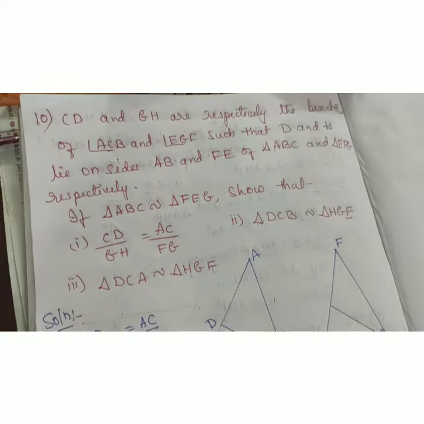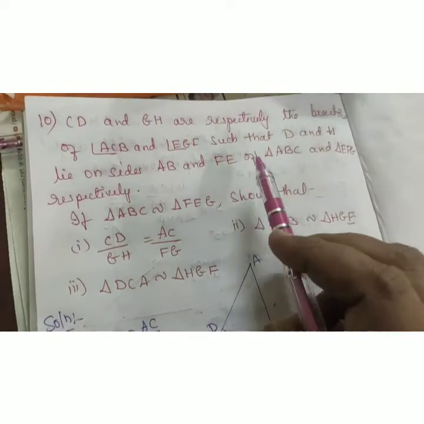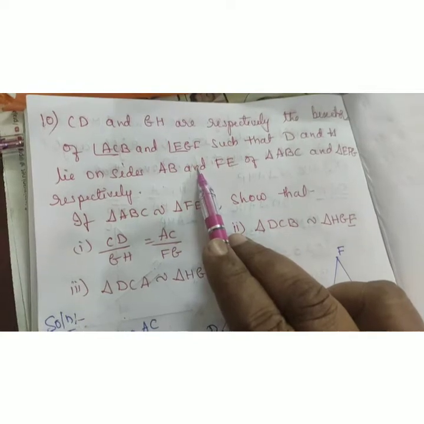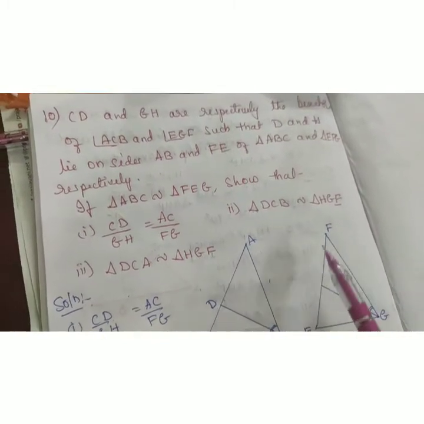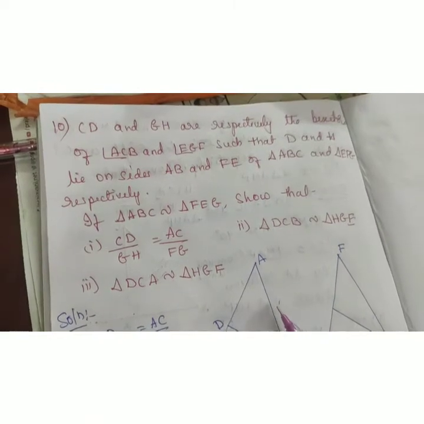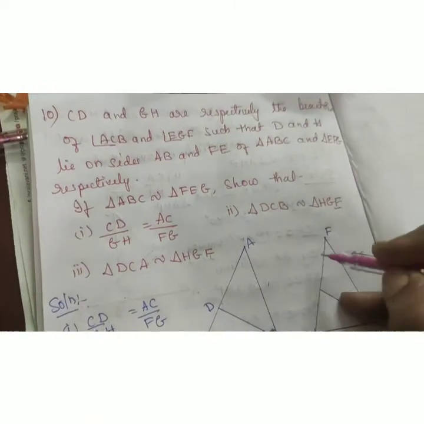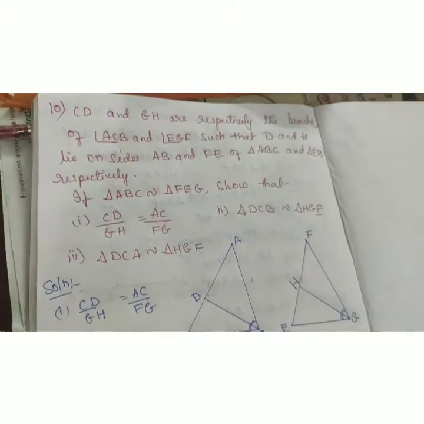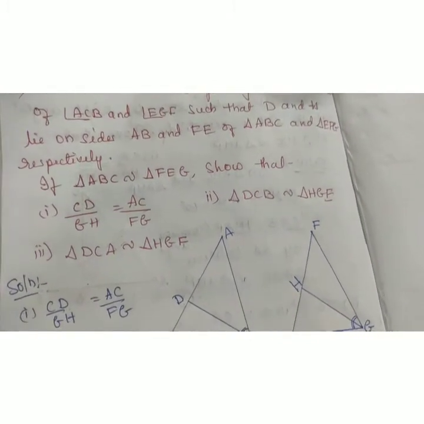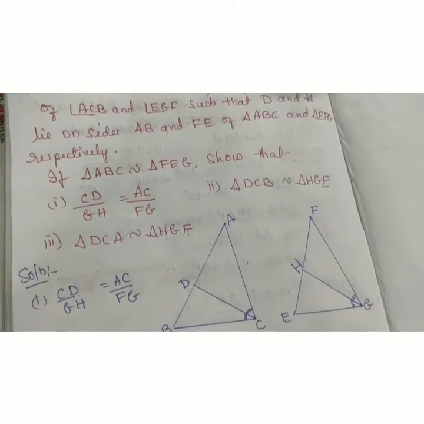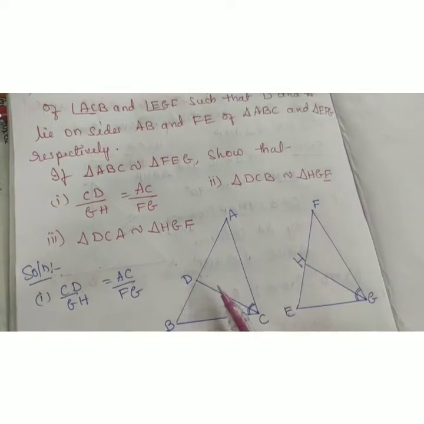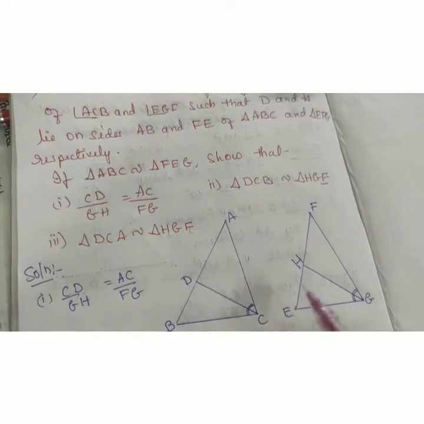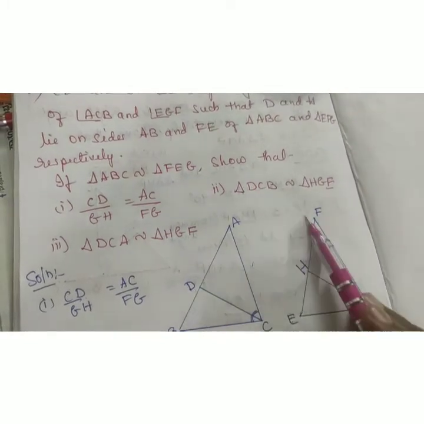Now let us see the 10th problem. CD and GH are respectively the bisectors of angle ACB and angle EGF, such that D and H lie on the sides AB and FE respectively. In triangle ABC, if triangle ABC is similar to triangle FEG, we should prove CD upon GH is equal to AC upon FG.